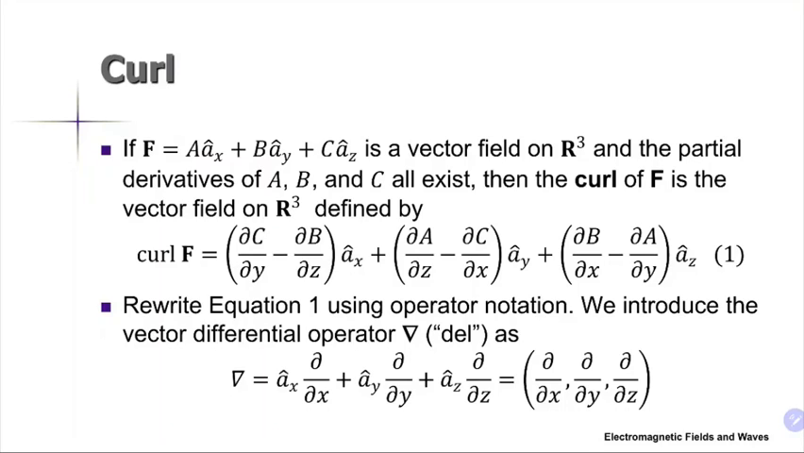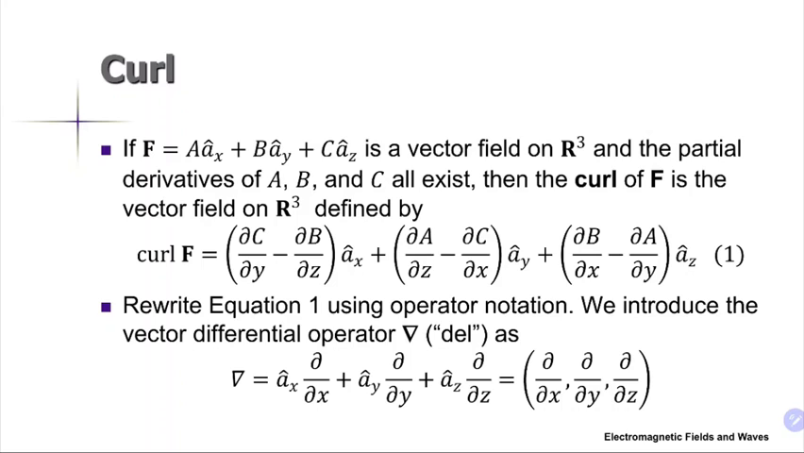So, the curl. We start with a vector function or vector field F equals A in the direction of X, plus B in the direction of Y, and then C in the direction of Z. These are not necessarily magnitudes; A could be a function of X, and B could be a function as well. So it's a vector field in three dimensions.